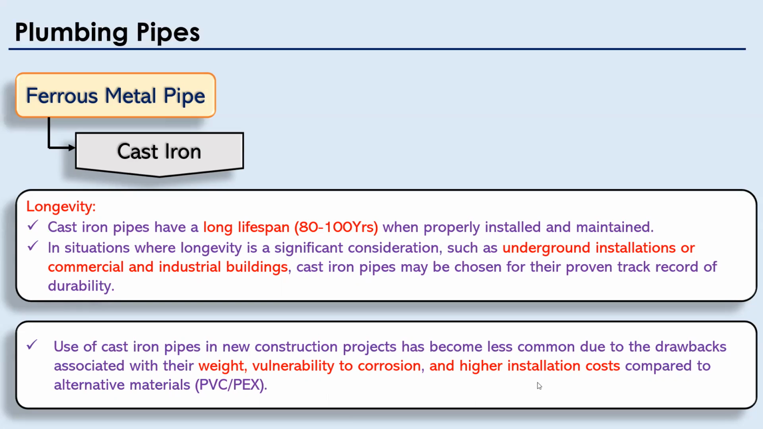Labor charges for piping with CI pipes are very high compared to alternatives like PVC, PEX, PP, or PPR pipes. Those are very easy to install, light in weight, and corrosion resistant. Because they are light in weight, they have a lower installation cost. So that's why CI pipes are nowadays not as recommended as in the previous days.